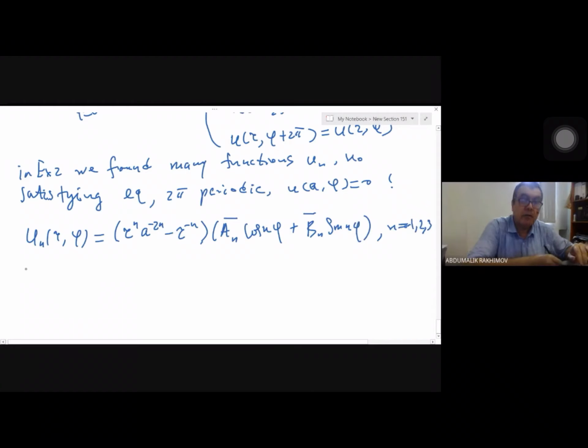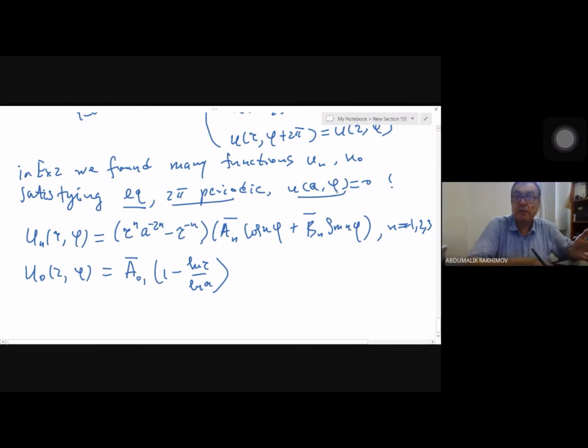So u0(r, phi) was equal like this. What was u0? We have a01 bar, something like this, right? So 1 minus ln r over ln A. So we find this function. So all these functions satisfy the equation, are 2 pi periodic and satisfy this.